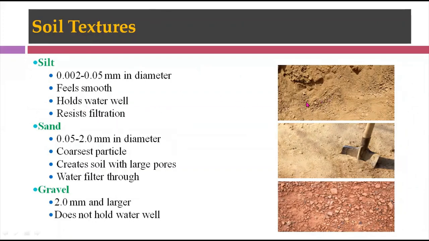So you can see here the image of the silt here. We have another type of texture of the soil, which is sand. Sand is 0.05 to 2.0 millimeter in diameter. This is the size of sand.